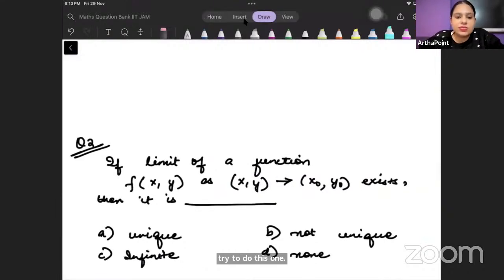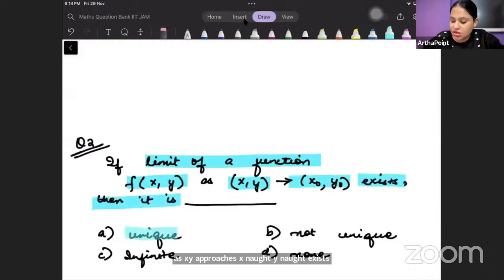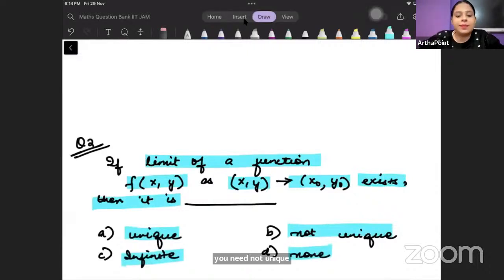Tell me the answer for this one. If limit of a function f(x,y) as (x,y) approaches (x0,y0) exists, then it is unique, not unique, infinite, none. Try to do this question.